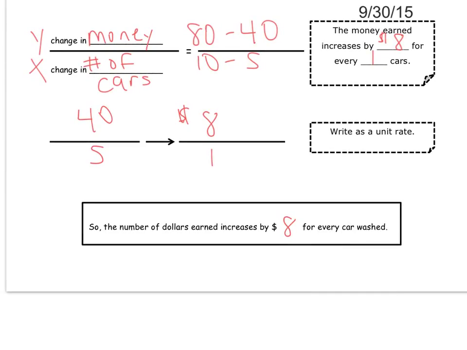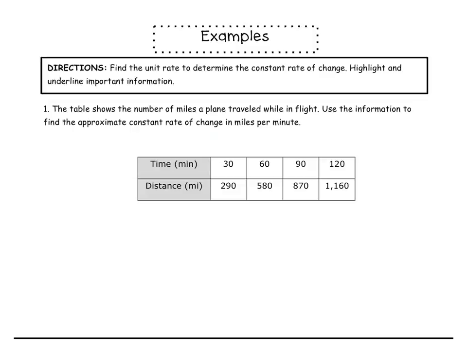Let's go to the next problem, example number 2. All right, on this one, it says find the unit rate to determine the constant rate of change. So that's what we're doing again. Highlight and underline important information. So the table shows the number of miles a plane traveled while in flight. Use this information to find the approximate constant rate of change in miles per minute.